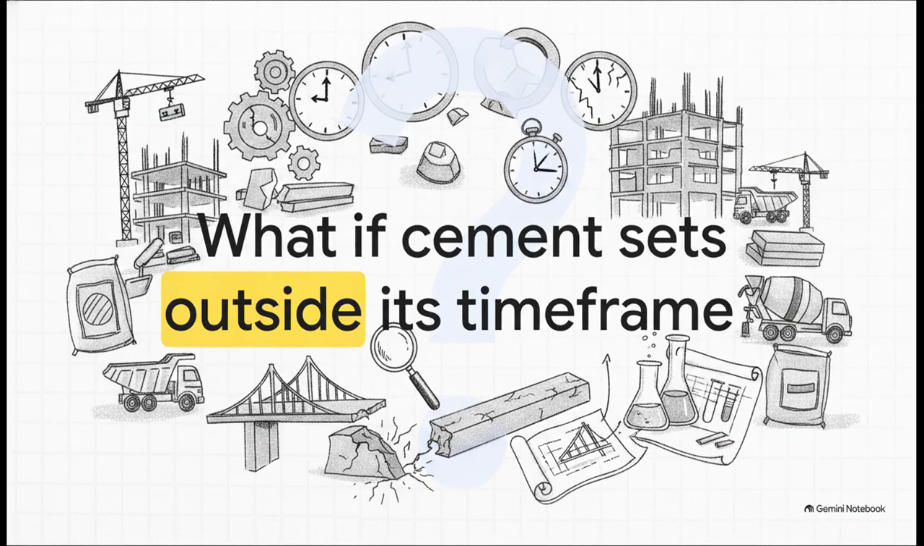Final pop quiz for this explainer. Imagine you're the lead engineer on site. The chemistry of your cement mix is simply not matching the construction schedule. What are the severe, real-world consequences if that cement sets outside of its expected, lab-tested timeframe?